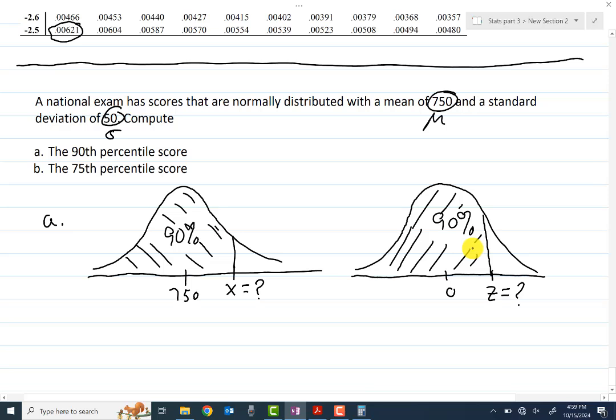So you know the area here. You're actually trying to figure out the z-value. And even when we do figure out the z-value, that's not the end of it. I've got to go back and do an anti-z equation to find this x value. So let's start first with this. Let's see if we can use the table to find a z-value that has 90% area to its left.